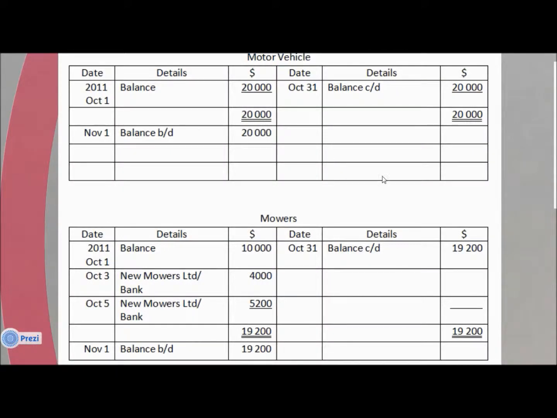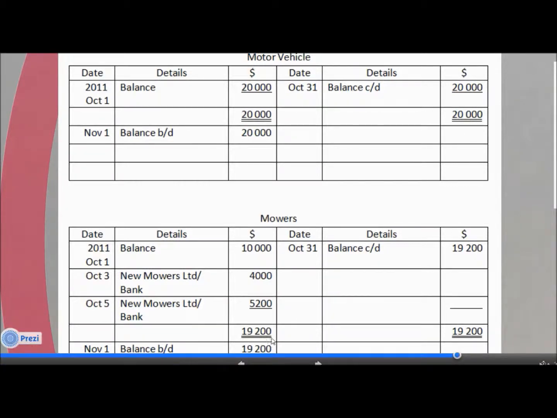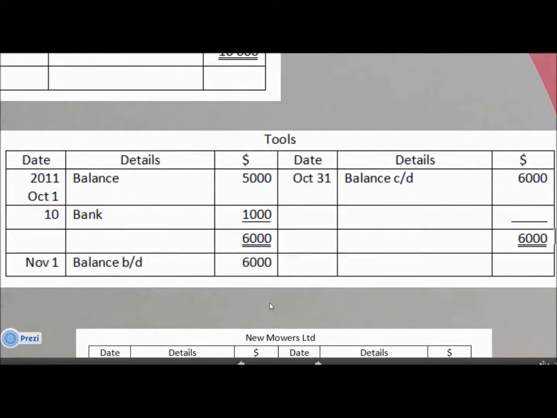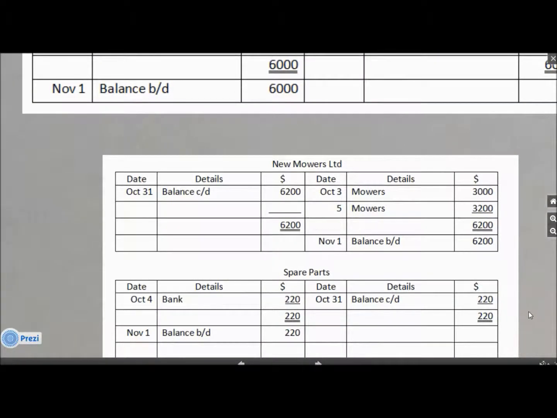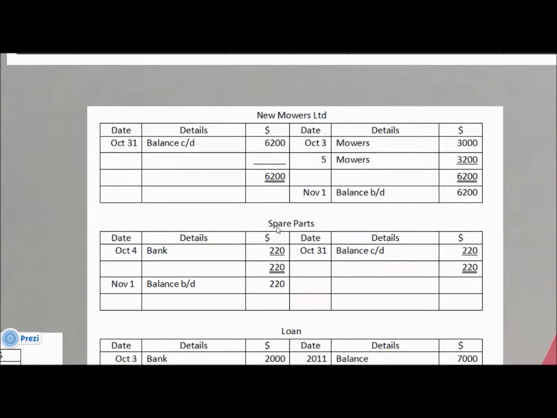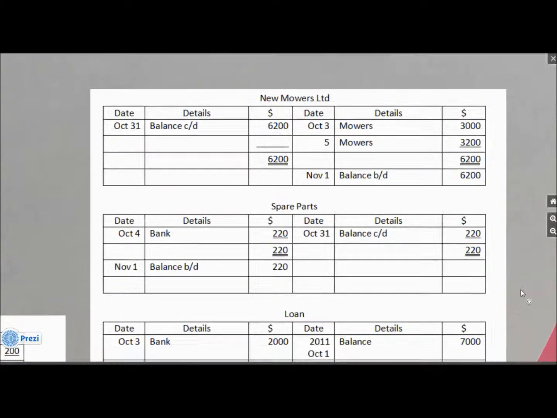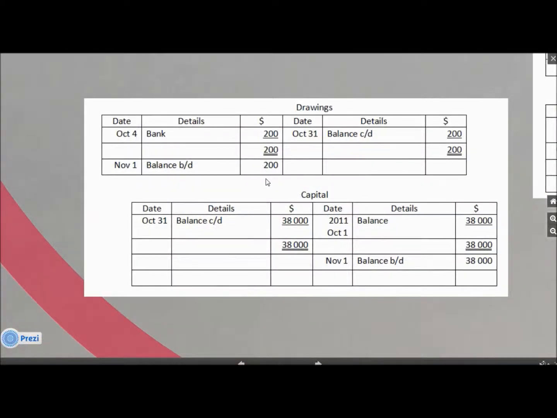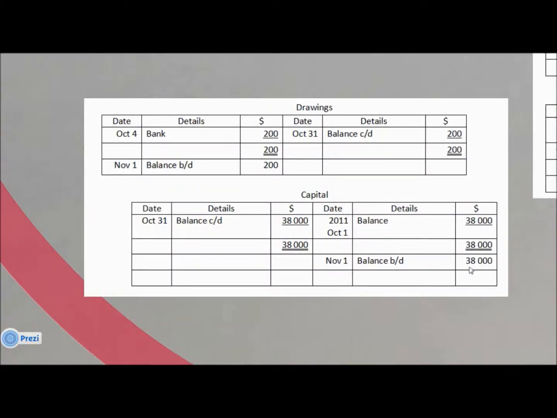And the same: the motor vehicle is 20,000. Movers is 19,200. And tools is 6,000. New movers ltd is 6,200. Spare parts is 220. Loan is 5,000. The drawings is 200 and the capital is 38,000. And don't forget this line and the double line.